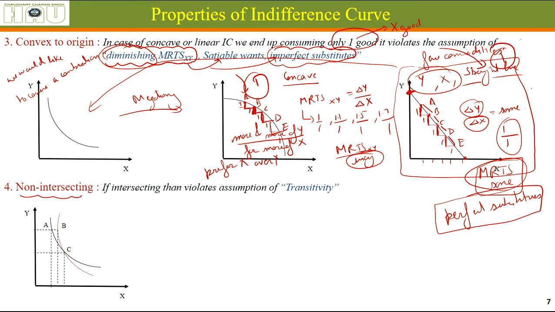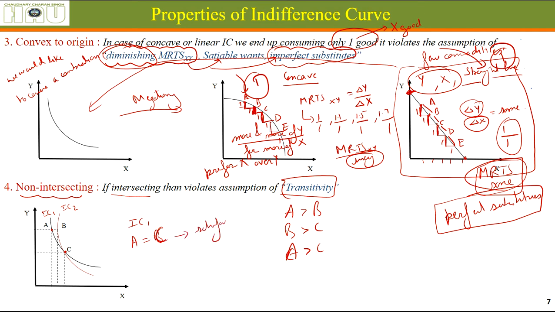Non-intersecting: two indifference curves cannot intersect because it would violate the assumption of transitivity, which says if A is greater than B and B is greater than C, then A is greater than C. Let's see in this case. Here we can see indifference curve 1 and indifference curve 2. According to indifference curve 1, A is equal to C in terms of satisfaction. According to indifference curve 2, B is equal to C in terms of satisfaction.